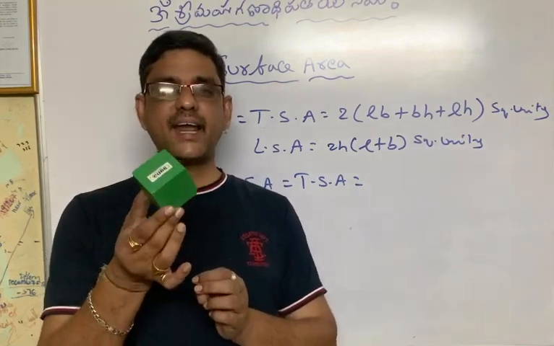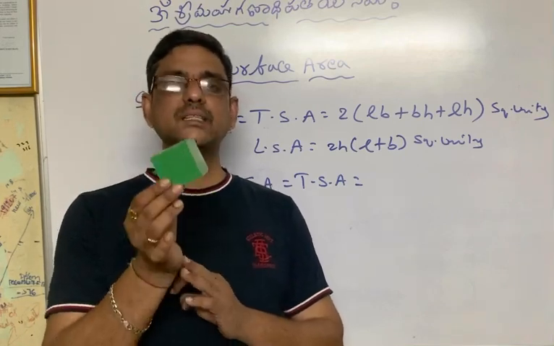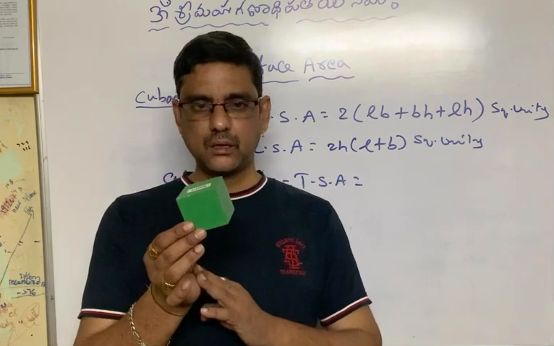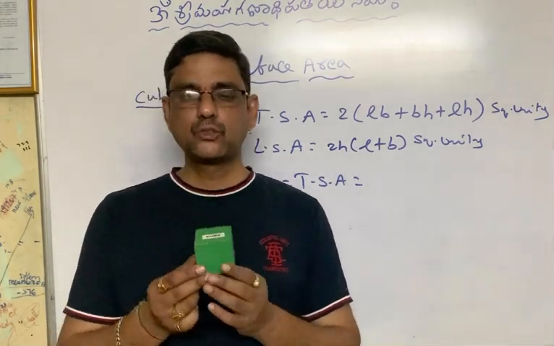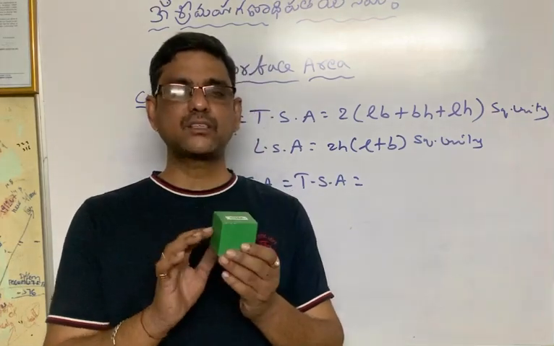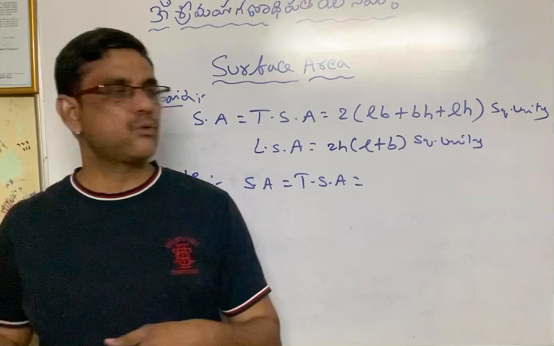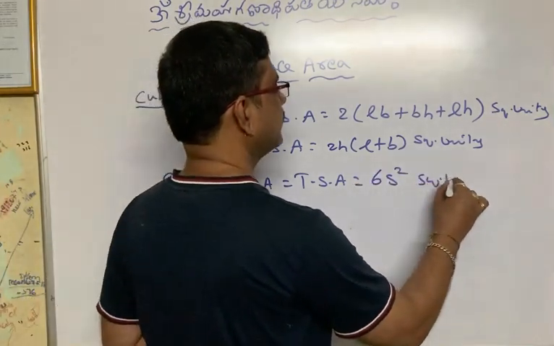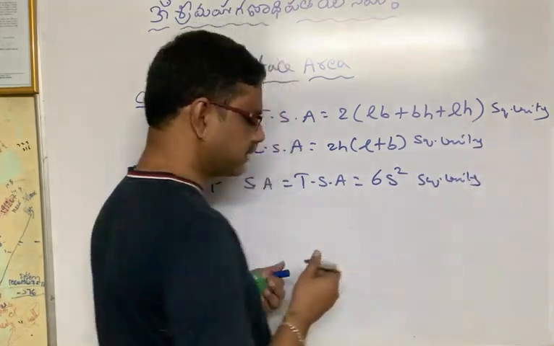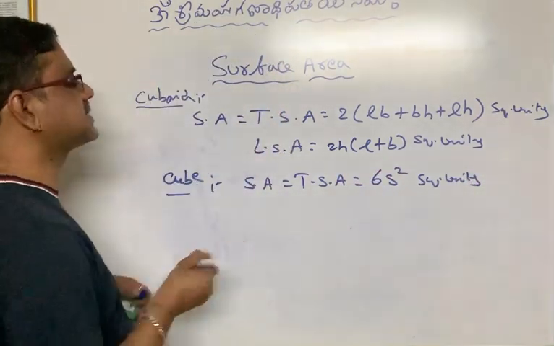So, the surface area of this cube is equal to the area of 6 square faces. And we know the area of a square is s square. There are a total of 6 squares, so the total surface area of a cube is 6s square. Area is measured in square units.